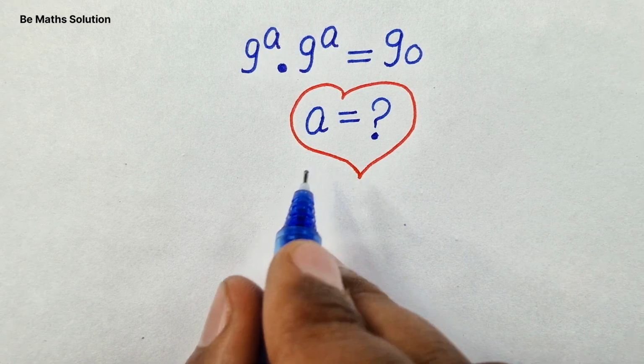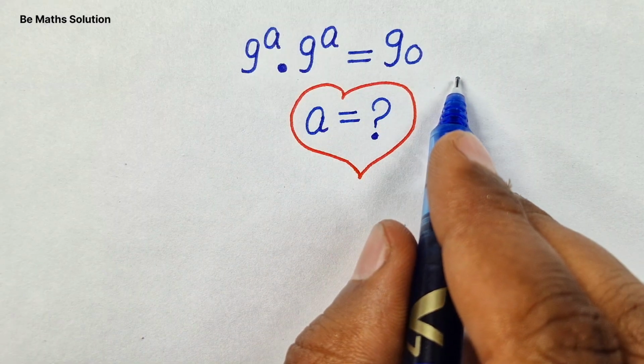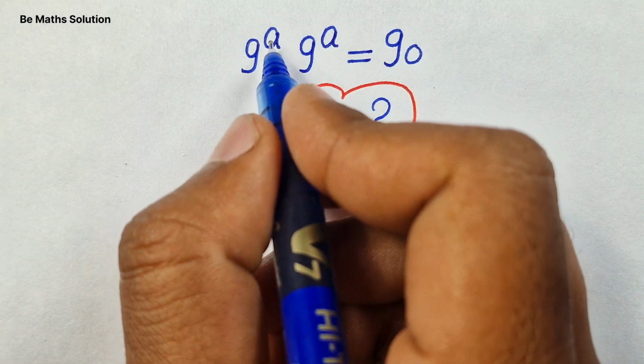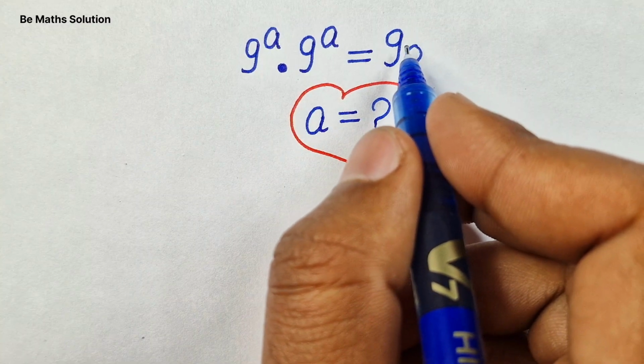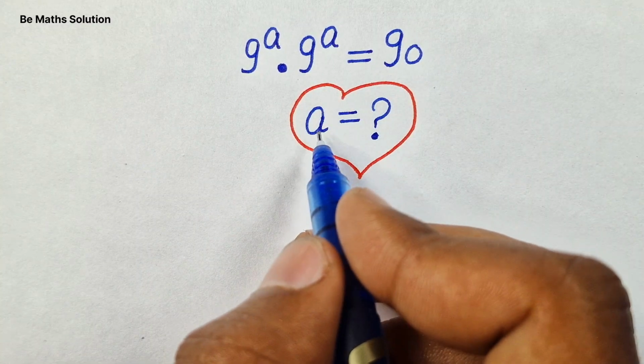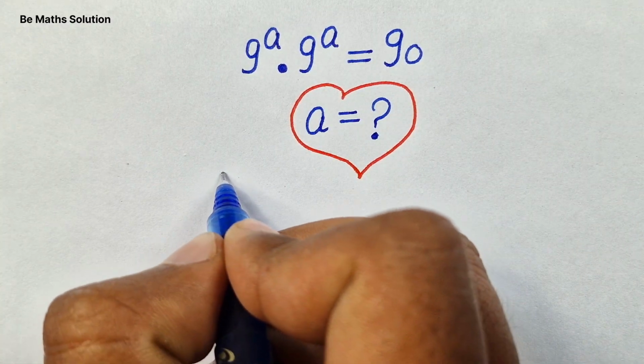In this video, to solve this interesting maths Olympiad problem, which is 9 to the power of a times 9 to the power of a is equal to 90, to find the value of a, let's have a solution.